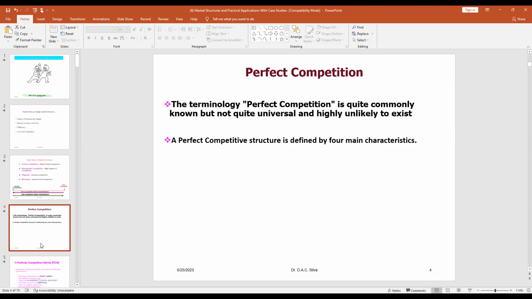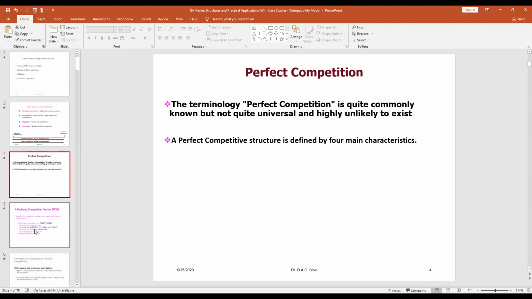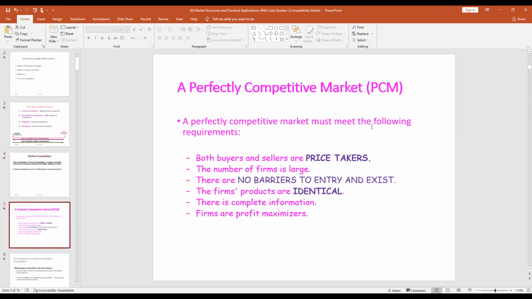Perfect competition has four major characteristics. What are they? A perfectly competitive market structure meets the following requirements. Both buyers and sellers are price takers; nobody can individually change the price. The number of firms and sellers is large. There are no barriers to entry or exit. Firms' products are identical. There is complete information in the market. Firms try to maximize profit, and consumers try to maximize satisfaction. So these are the major important characteristics.